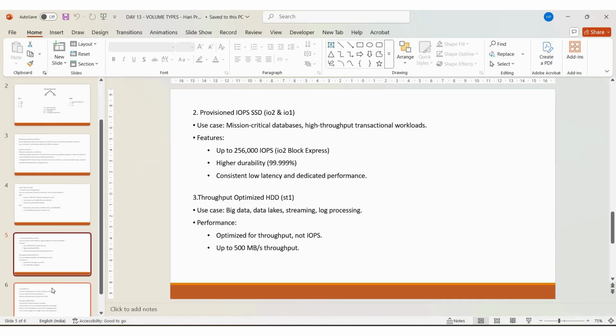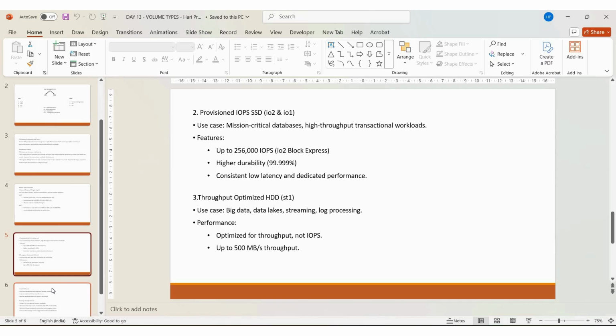IOPS is under 16,000 or so, while performance goes up to 64,000. The volume size is 4 GB to 64 GB for IO1 and 4 GB to 16 TB for IO2. Throughput comes under 4000 Mbps, and for IO2 it's 1000 Mbps only.